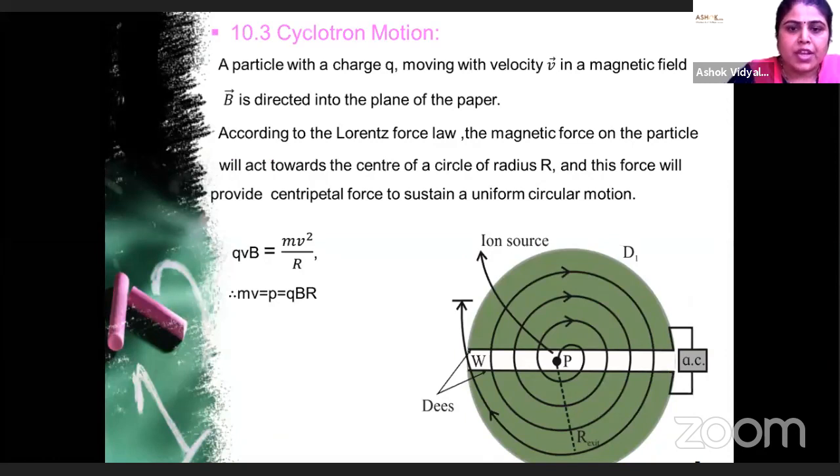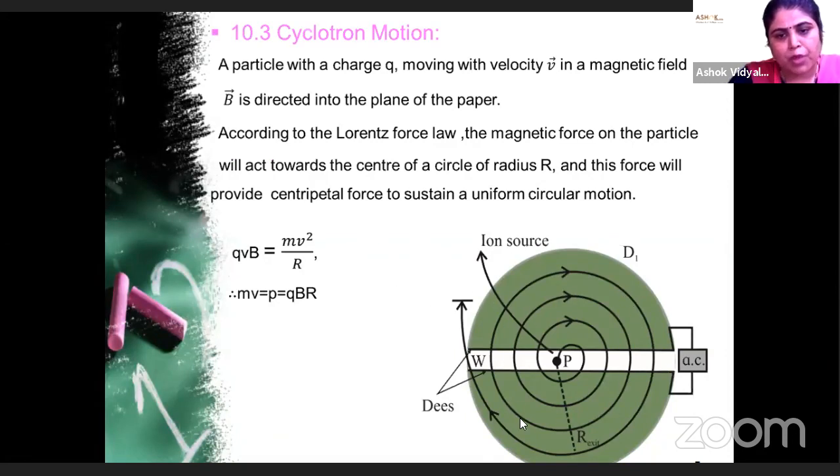Now see the cyclotron motion. Cyclotron motion is a very important concept of the magnetic field. Here is a particle with a charge q moving with a velocity v bar in a magnetic field. B bar is directed into the plane of the paper. Here this particle is put here.